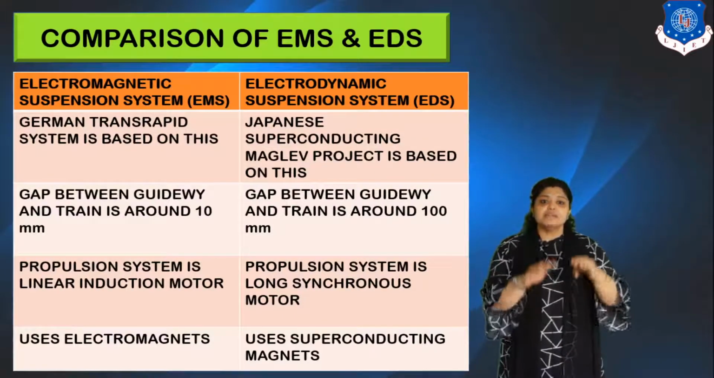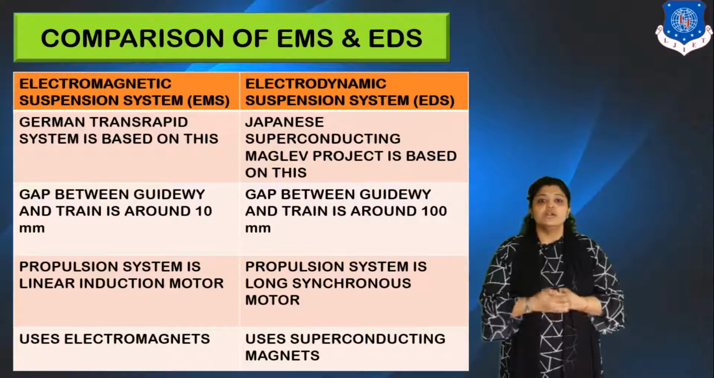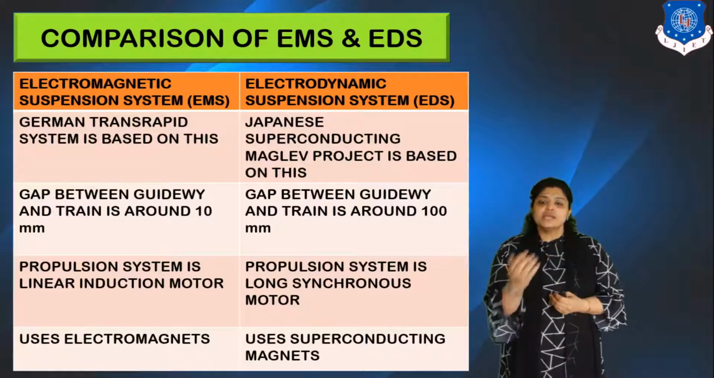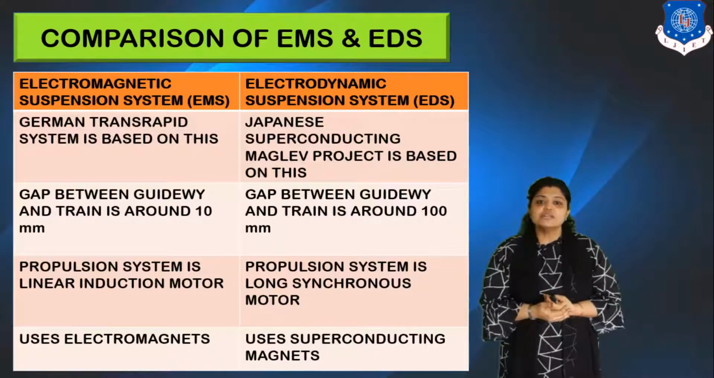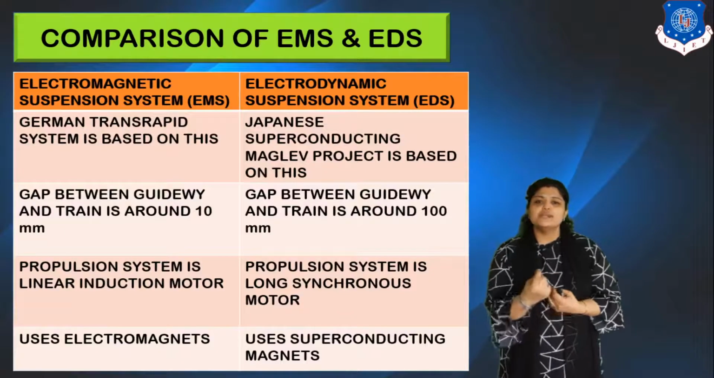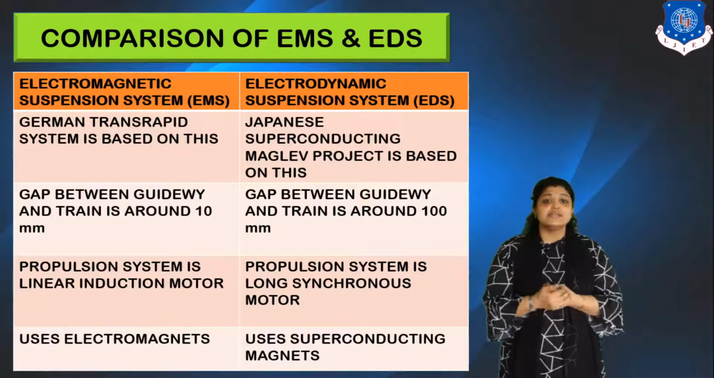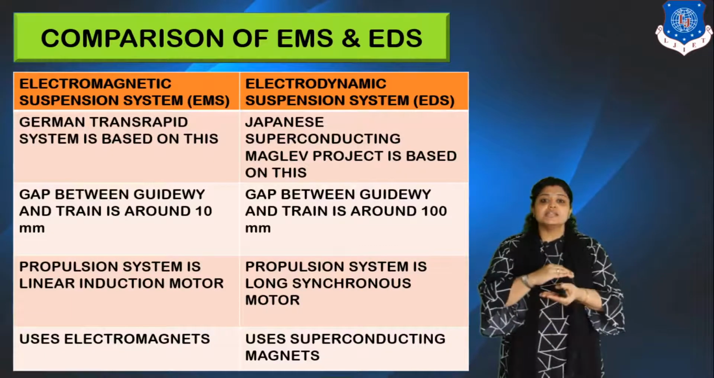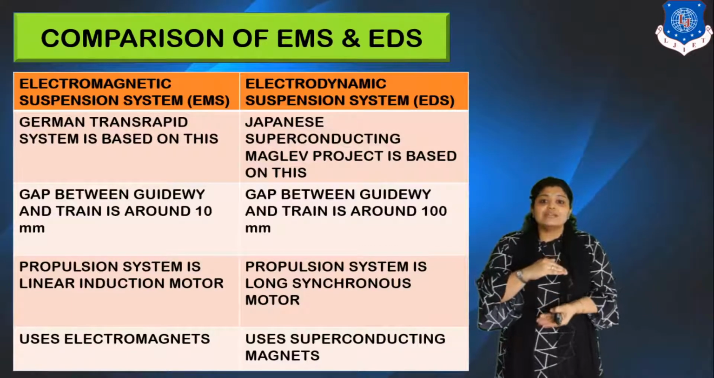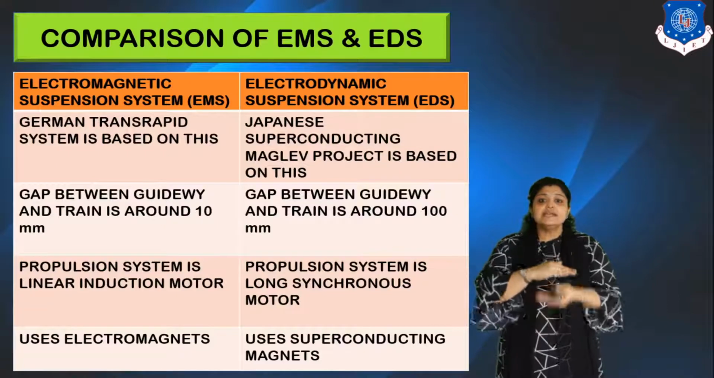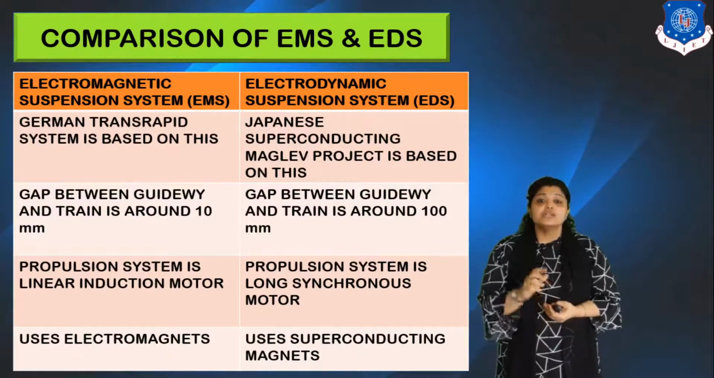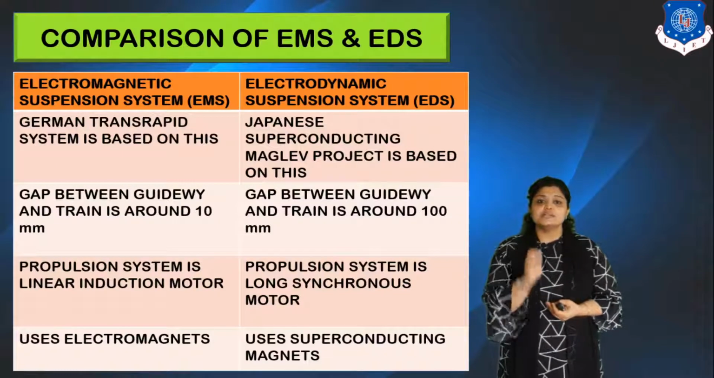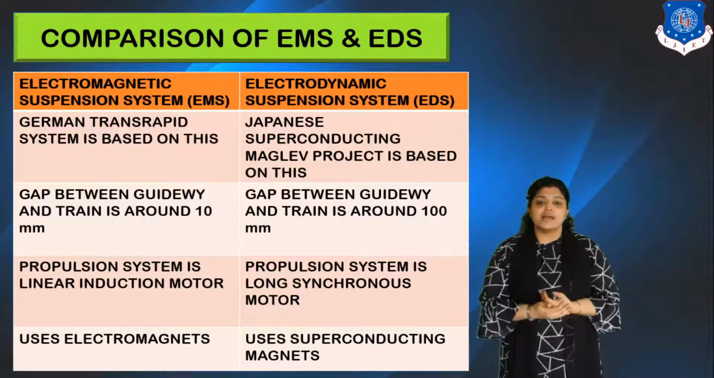That will keep the temperatures of the superconductors low. If you talk about EMS, the gap which we can achieve is around 10 mm only, that is 1 centimeter. Why? The reason is the levitation and the guidance magnets attract each other. So if you want to increase the gap, there is a possibility that both of them come in contact. So that is the reason in this particular system the gap is not very high.